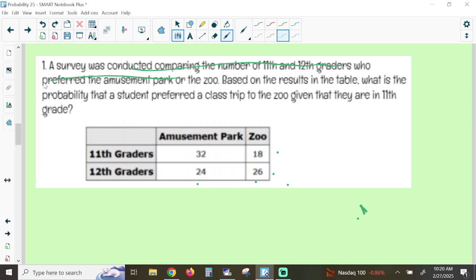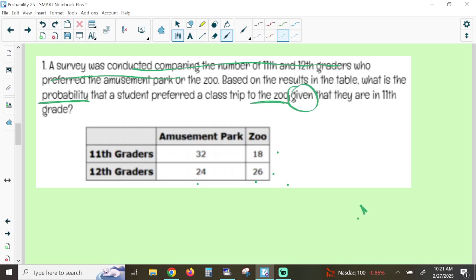We are doing probability, so are we going to be getting a decimal? No. I'm sorry, yes. We're not going to get a percent. Probability that a student preferred a class trip to the zoo. So we do need that. We do need the zoo, right? What else do we need? Can you do me a favor and circle this word given? I love to use that word.